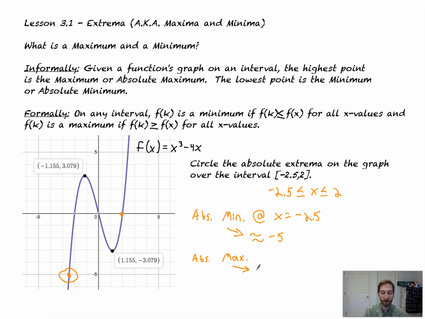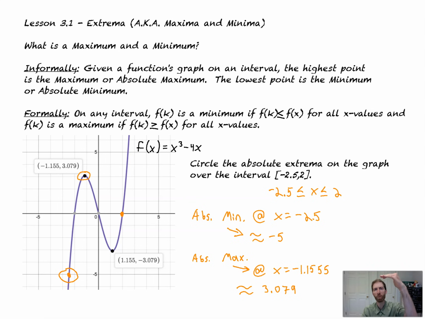So that's going to happen at x equals, and I have it here, negative 1.155. That might not even be the exact answer, but it's close. It's a good estimate. And the max itself is always the y value. It's approximately 3.079. That's it. I just wanted you to be able to locate them graphically. All right, let's keep going from here. We're going to keep this real simple.